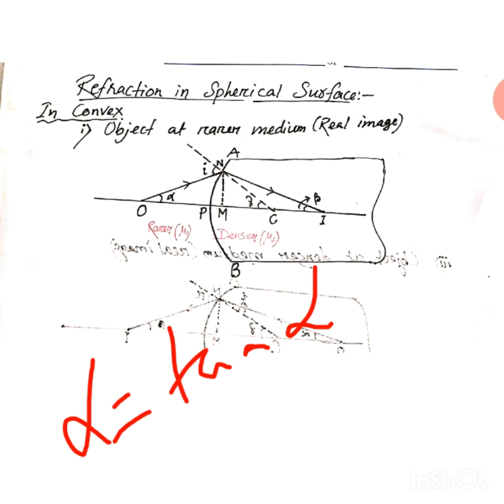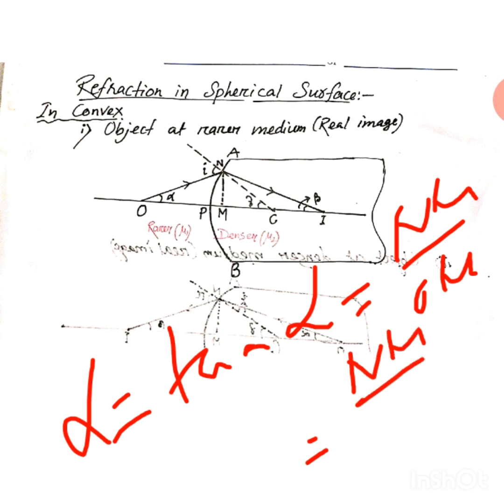So alpha is equal to tan alpha, and we know that tan theta is equal to perpendicular by base, NM by OM in the triangle NOM. In place of OM we can write OP, because this point P is very near to point M. Clear? P and M are very close to each other. That's why we can write OP in place of OM.